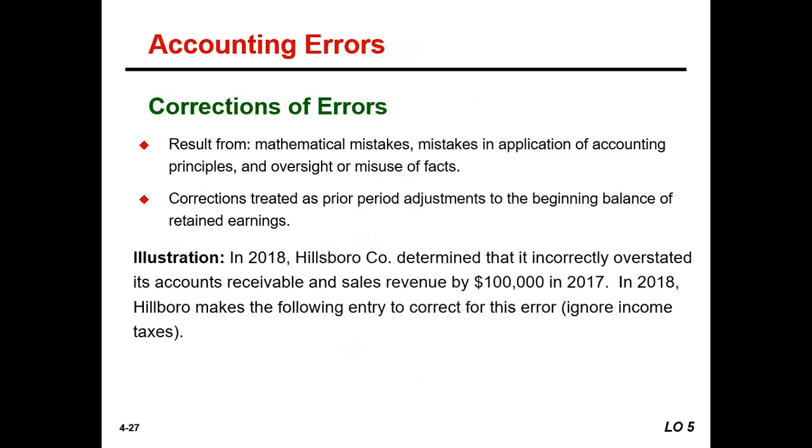All right, correction of errors. Accounting errors result from mathematical mistakes, mistakes in the application of accounting principles, and oversight or misuse of facts. Corrections are treated as prior period adjustments to the beginning balance of retained earnings.